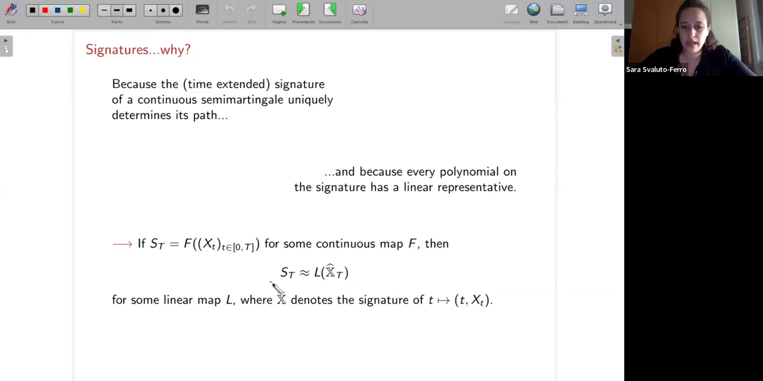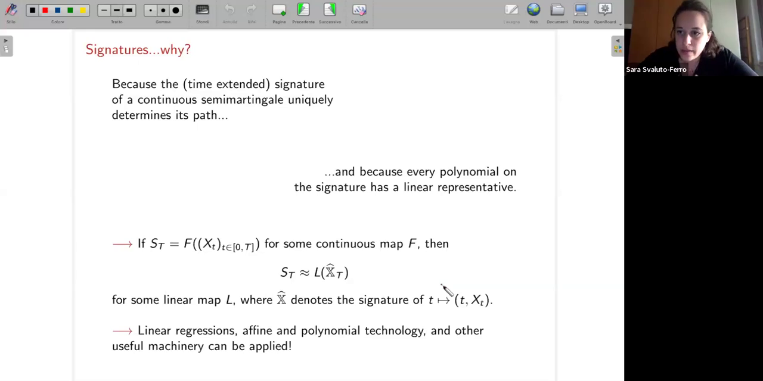Okay, here L is a linear map, and on X we put the hat if we want to consider not just the signature of X itself, but X together with time. We will always consider the signature of X together with time. Why is a linear map interesting? Because with linearity, we can recover many interesting properties.